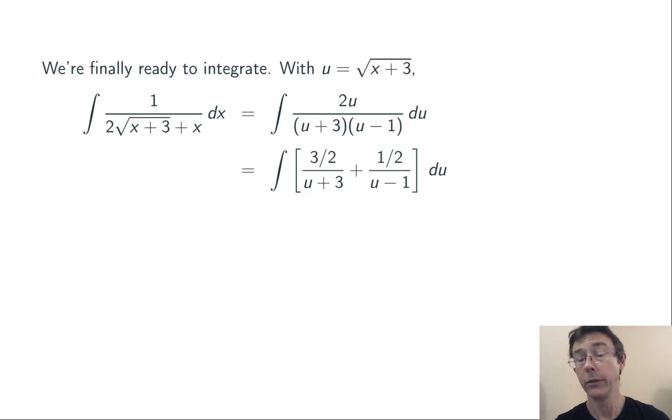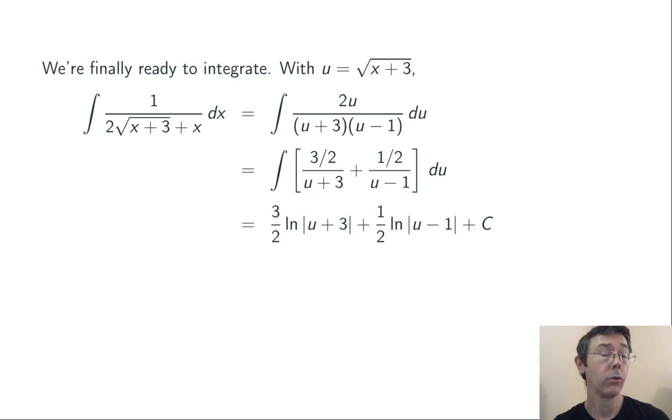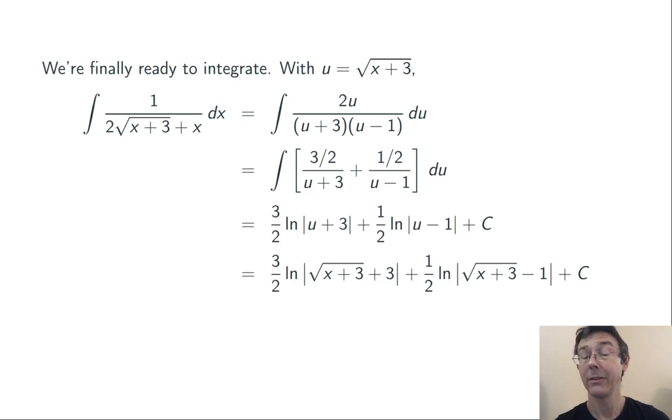Here I'm going to do this as two separate integrals: 3/2 times the integral of 1 over u plus 3 du, and 1/2 times the integral of 1 over u minus 1 du. Overall, I get 3/2 natural log of the absolute value of u plus 3, plus 1/2 natural log of the absolute value of u minus 1, plus C. Taking out the u and replacing it with what it's equal to, the square root of x plus 3, I get my final answer. If I cared to, I might be able to simplify this a little bit using some log rules to write this as a single log, but I think this format is already good enough.